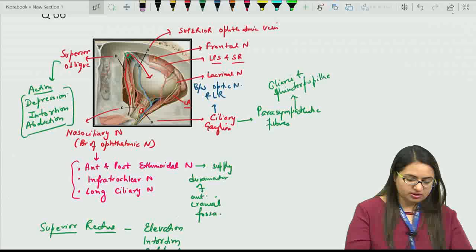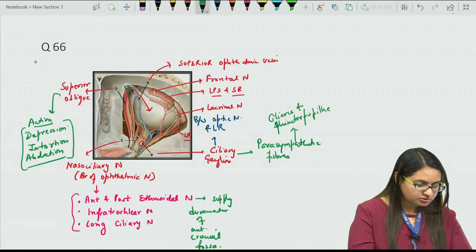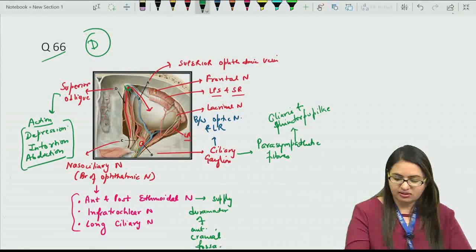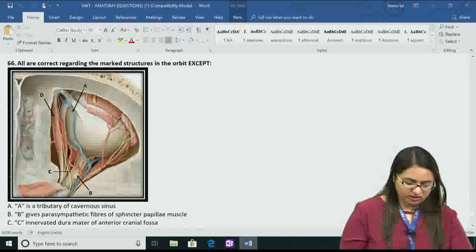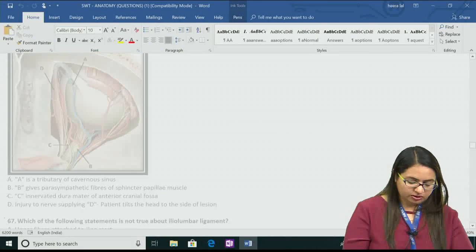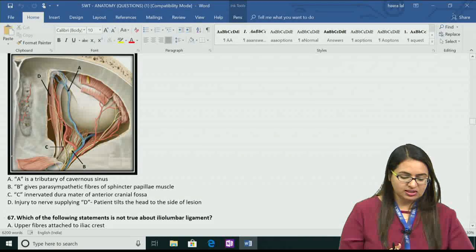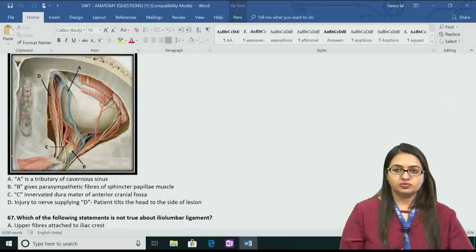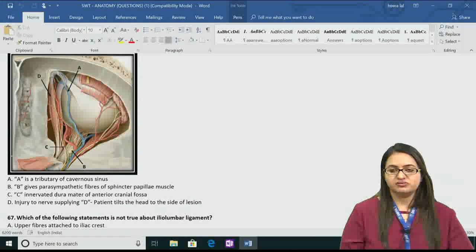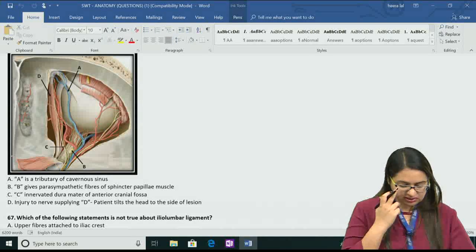Now if you come back to the question, the answer for question number 66 is D. Option A says it is a tributary of the cavernous sinus. Yes, the superior ophthalmic vein is one of the tributaries of the cavernous sinus, and along with that the inferior ophthalmic vein and the central vein of the retina. These three veins are the tributaries of the cavernous sinus.